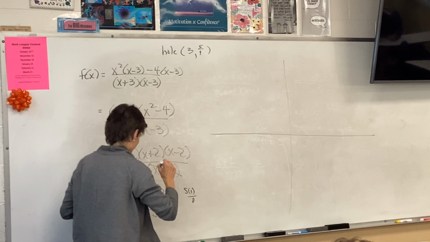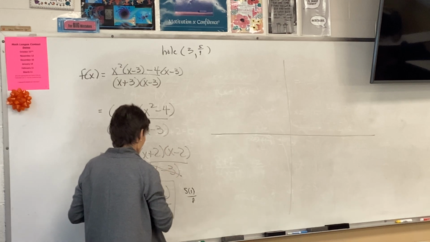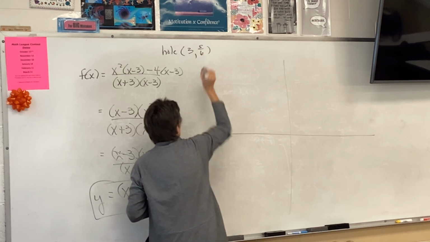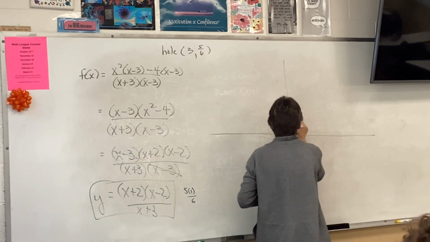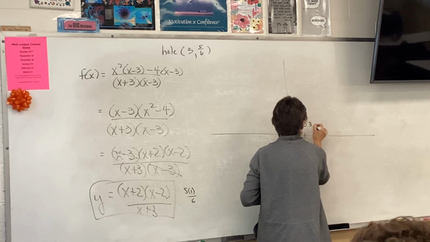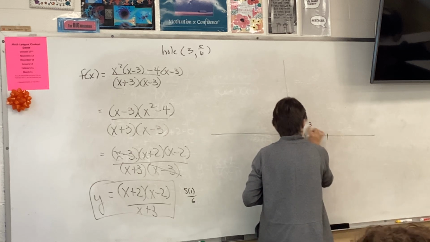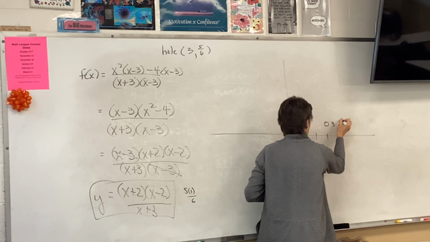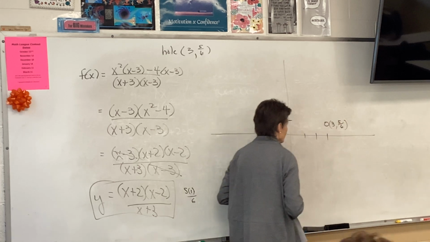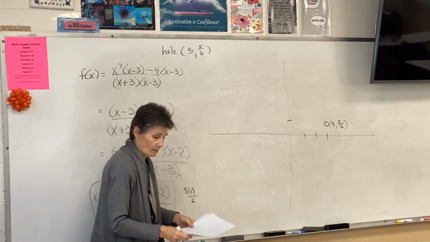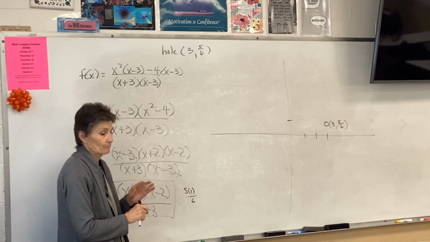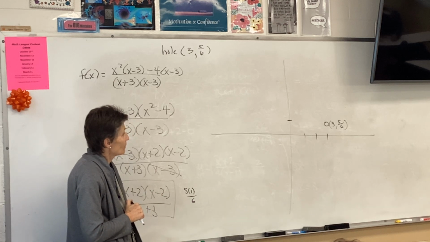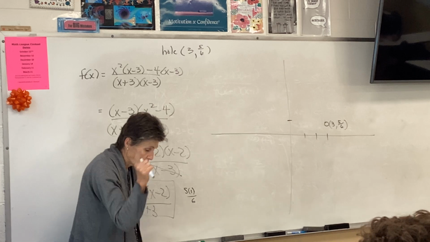I got 5/6. Where did I plug in? Oh, not 5, I plugged in 3. Yep, thank you. 5/6. Thank you. So if I plug in 3, 5/6. Right, am I okay? Okay. I'm supposed to list the holes, done.